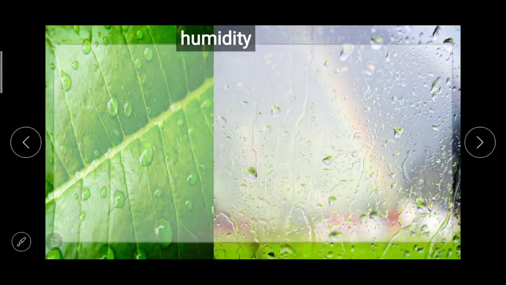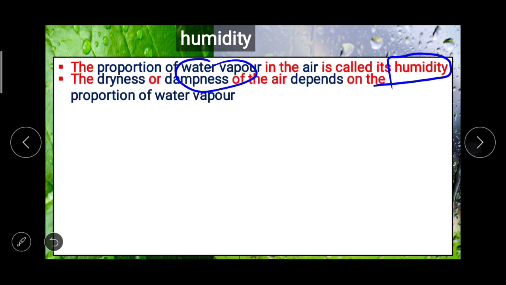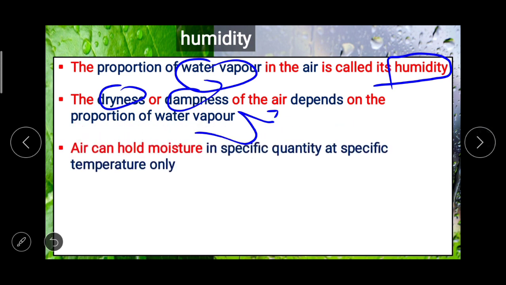Now the next thing, humidity. The proportion of water vapor in the air is called its humidity. Now this is the heading of today's topic, and that's why it is very important to learn this concept easily and understand it in detail. So the proportion of water vapor in the air is called humidity. हवा में वाटर वेपर का proportion जो होता है, that is called humidity. The dryness or dampness of the air depends on the proportion of water. Air can hold moisture in a specific quantity at a specific temperature only.